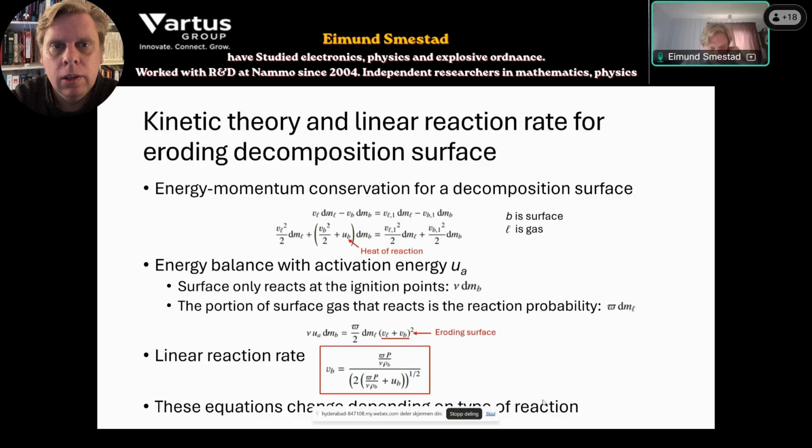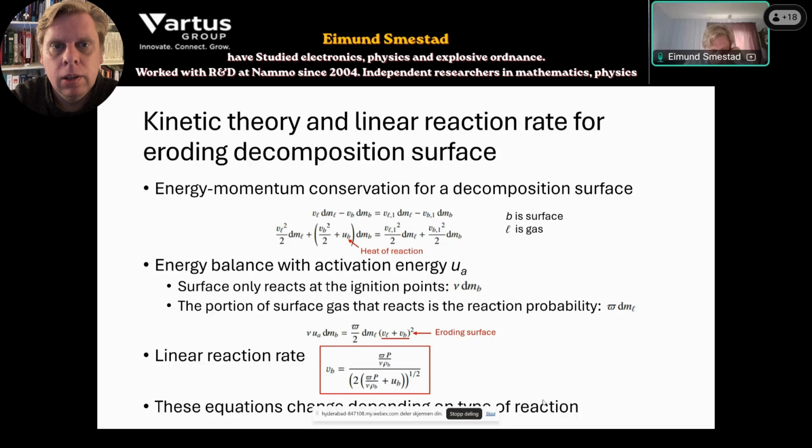There are two parts to this equation. The first one is that the surface reacts only at the ignition points, hence nu times surface mass. The second one is that the portion of the gas that reacts is the reaction probability, hence pi times gas mass.